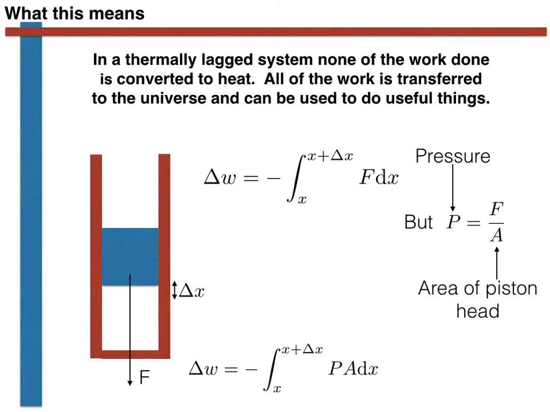The final stage comes when I recognize that if I multiply the area of the piston head by the dx, the distance it will be pushed back, I get the change in the volume of the gas. I thus arrive at the following expression for the work done in pushing back the piston head. The work transferred from the gas to the universe is just equal to minus the integral over the change in volume of the pressure.